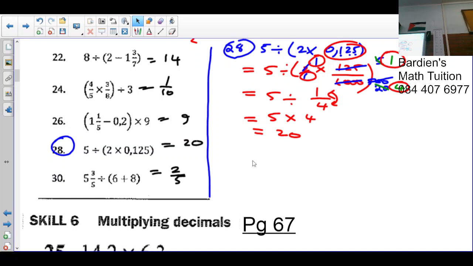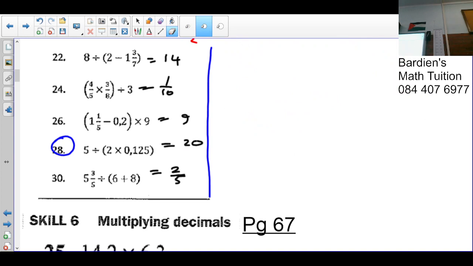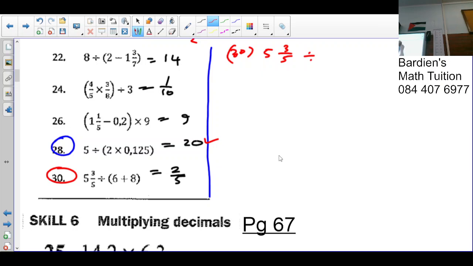Right. What else is the issue here? Number 30. No problem. So that makes that right. Number 30. You got 5 and 3 over 5 divided by 6 plus 8. Did I get it this way? We'll do it this Monday. And we can look at the memo as well Monday.